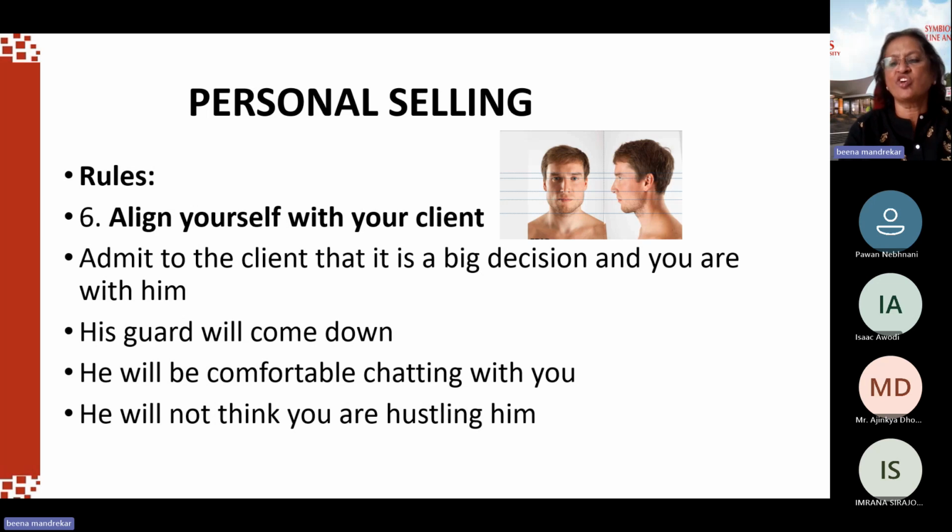Align yourself with your client. Got it? Admit to the client that it is a big decision you are taking, and you are with him. His guard will come down. He will be comfortable chatting with you and he will not think you are hustling him. Very, very important to convince the other person that you are a go-between, between the good product and him.